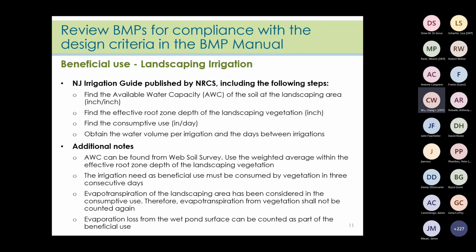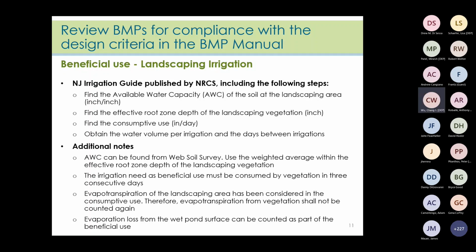So basically the first step is to find the available water capacity (AWC) of the soil at the landscaping area, and the unit is inch per inch. For the AWC, when you look at the Web Soil Survey, it has this information. But if the soil in the landscaping area is not the topsoil from the site, and instead you have some specially mixed soil mixture for the landscaping, then you may have to do a test for the AWC of the soil mixture to get the AWC.